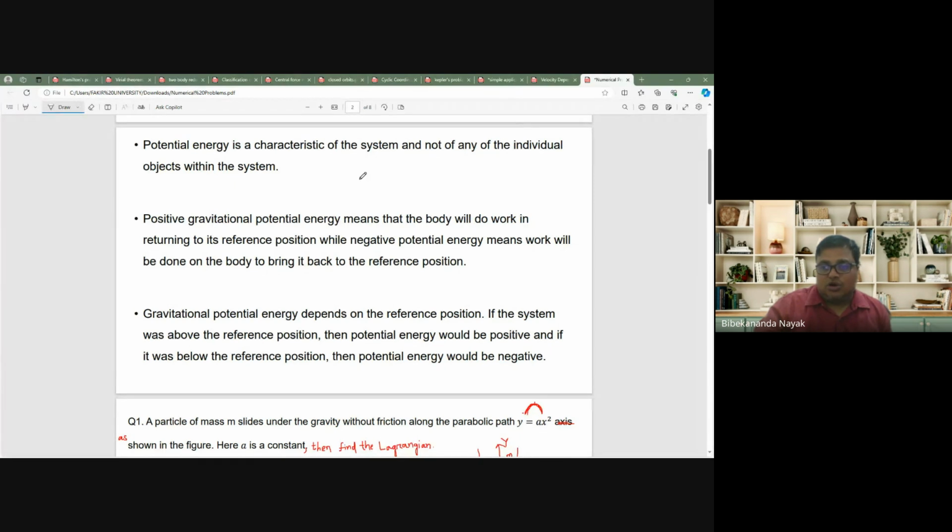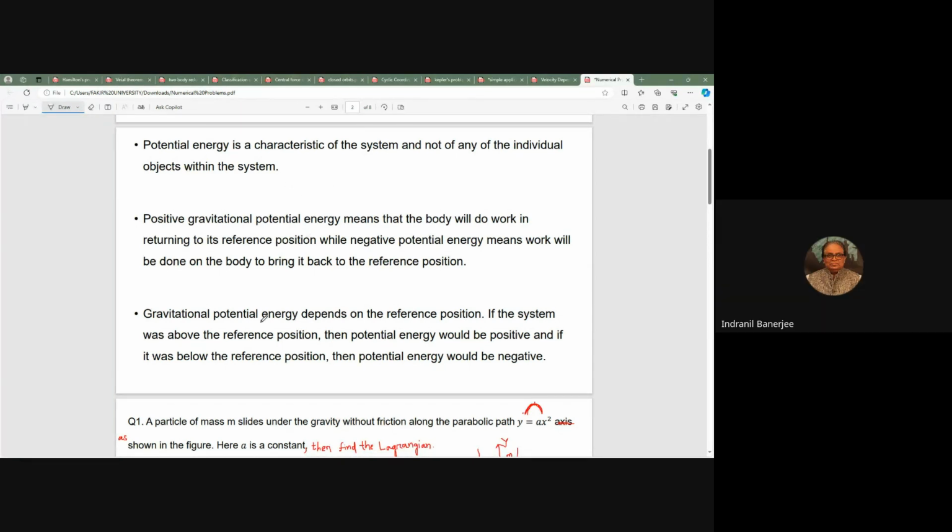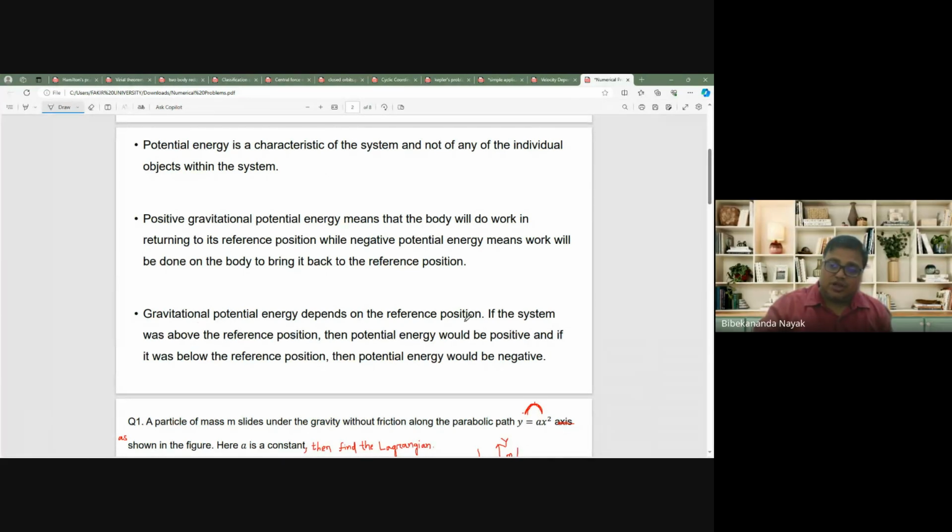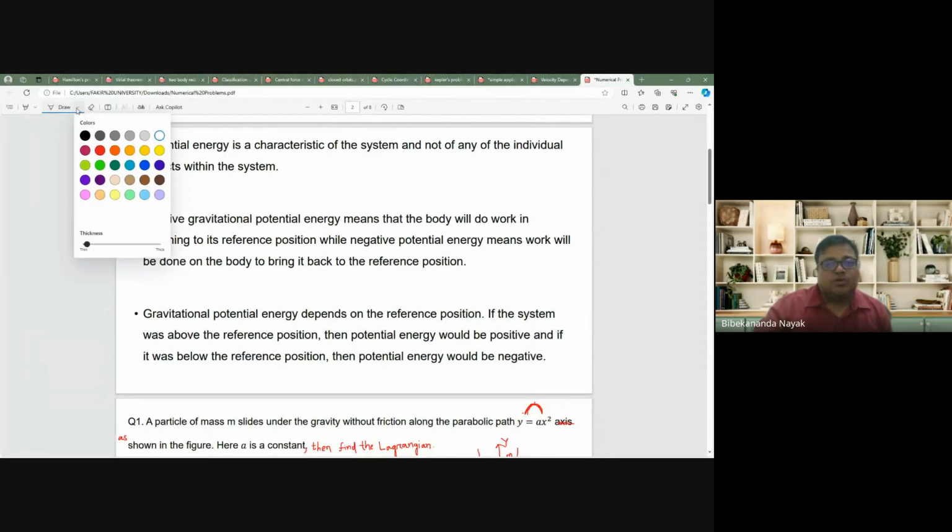Suppose it automatically executes simple harmonic motion, then we call it positive energy. But if work is done from outside to move it to the original position, then we call the potential energy negative. Also, sometimes gravitational potential depends on the reference position. If the system was above the reference position, then potential energy will be positive, and if it was below the reference position, the potential energy will be negative.